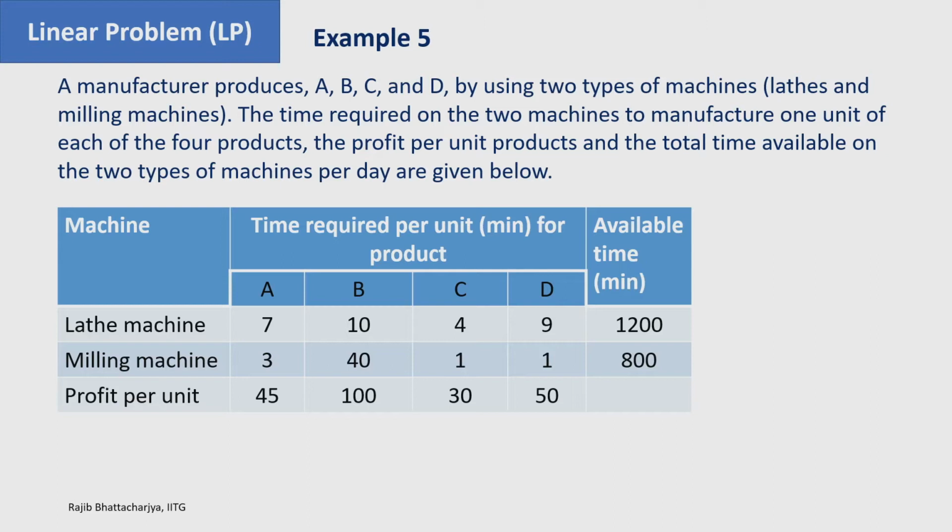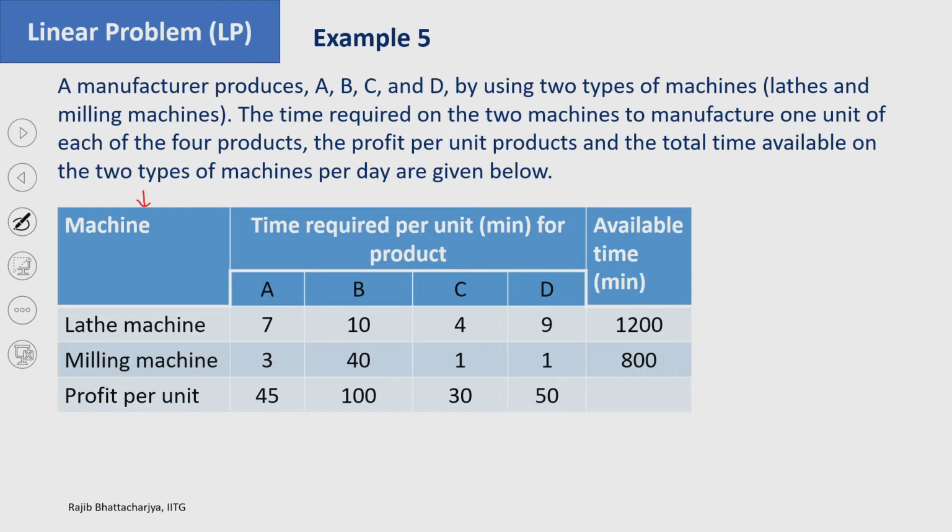The problem is: a manufacturer produces A, B, C, D, some items, by using two types of machines. One is a lathe and another one is a milling machine. The time required on the two machines to manufacture one unit of each of the 4 products, the profit per unit of the products, and the total times available on the two types of machine per day are given below in this table.